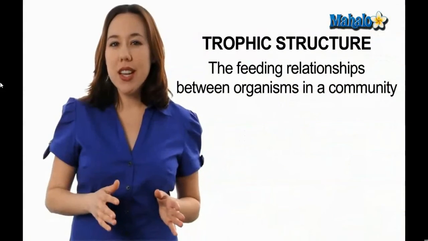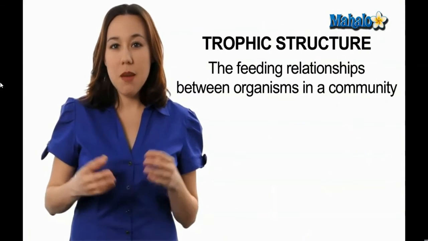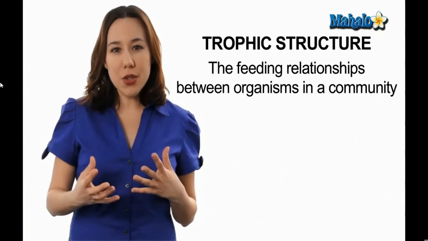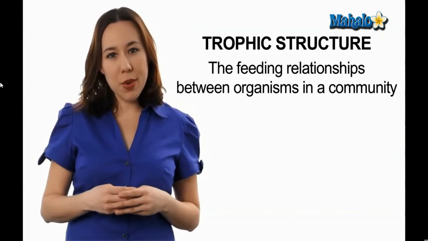Hi, I'm Mary Poffenroth, and I'm an adjunct professor of biology. Today, we're going to be talking about trophic structure. Trophic structure is essentially the feeding relationships among organisms in a community. These feeding relationships are essential to the hierarchy of how this community works.